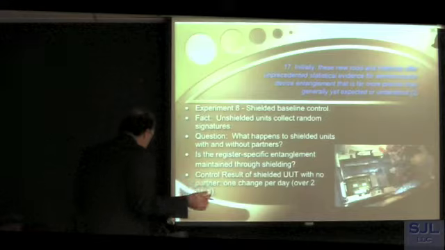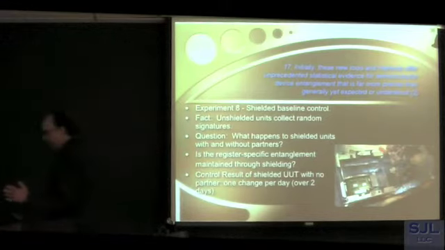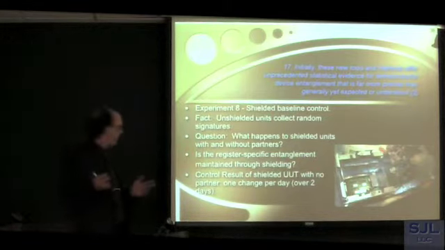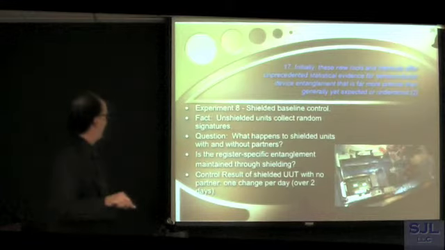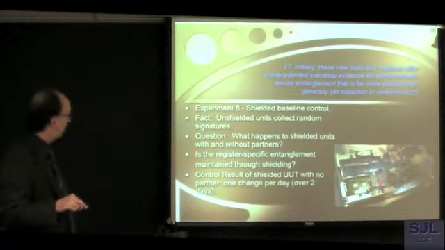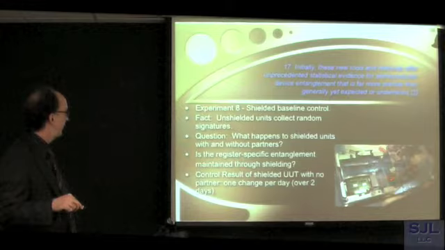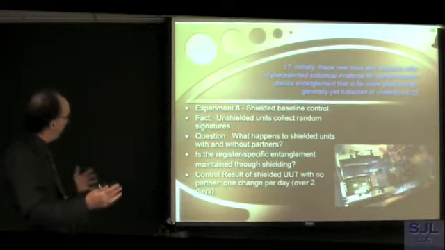So, I thought we had a pretty good case for entanglement. Now we have to tackle the question of shielding. Here's the shield. That's a double-walled UPS, uninterruptible power supply. It's a double-walled steel gauge, which is pretty darn good.